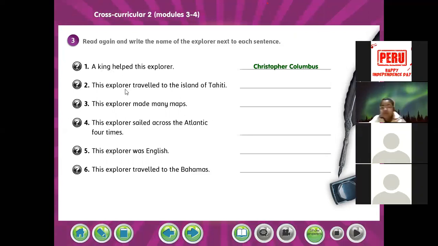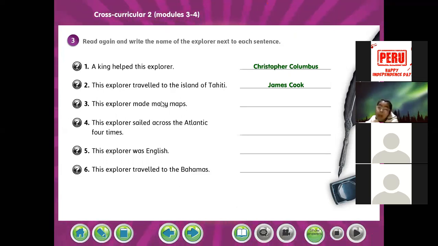2. This explorer traveled to the island of Tahiti. Diana, tell me please, who? James Cook. Yes, James Cook, very good. Tahiti, no? Because Christopher Columbus is America, Cuba, the Bahamas, no? Good. These explorers made many maps, draw maps.